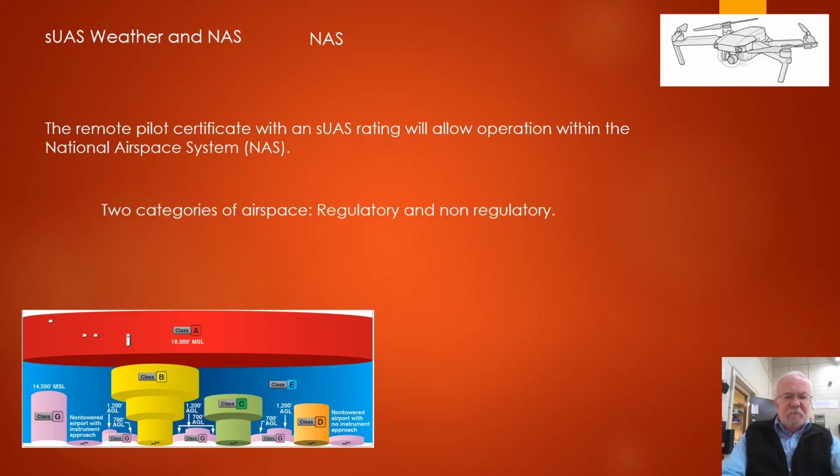We got Class B airspace, which is big airports basically. Class C, D, and E. Class A is regulatory, but we're not going to fly at 18,000 feet above sea level, but still. Then non-regulatory airspace would be Class G, military operating areas, warning areas, alert areas, and controlled firing areas. Prohibited areas and restricted areas require permission as well to fly in.